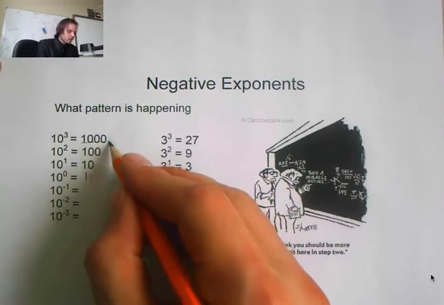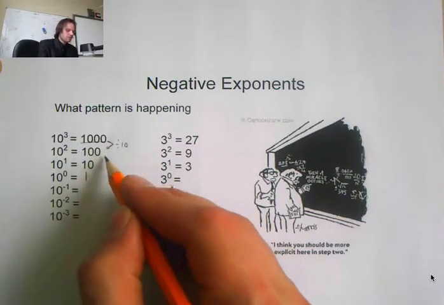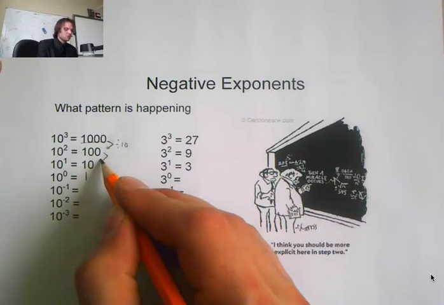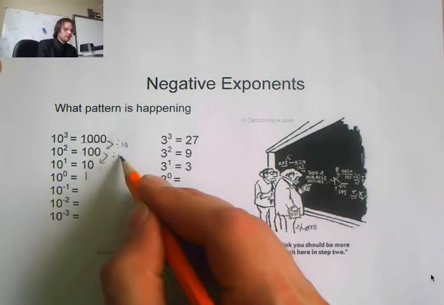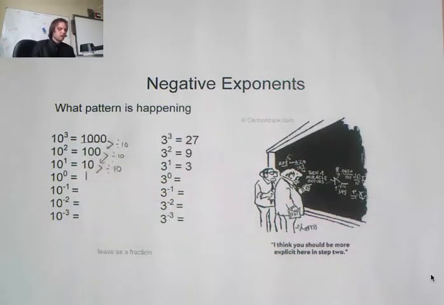If I look at this, we're always dividing by 10 as we go down. To go down, we divide by 10. To go down more, we divide by 10. So every time we decrease the exponent by 1, we divide by 10.